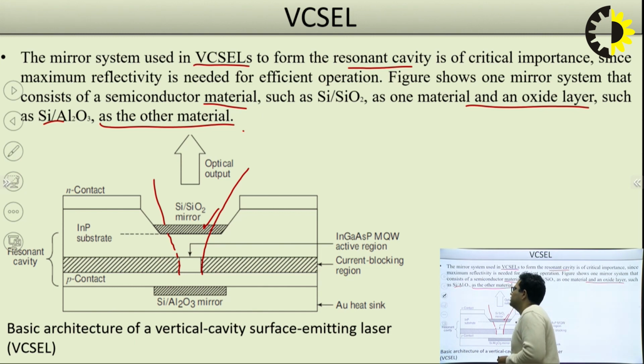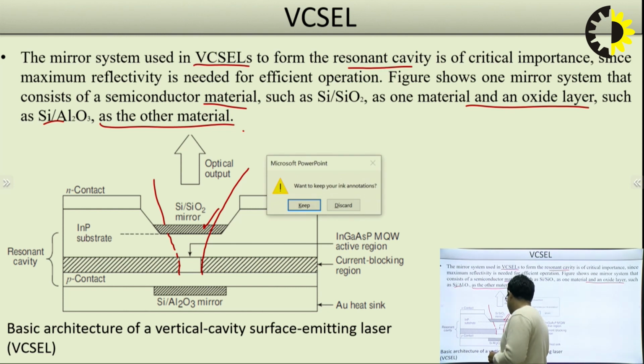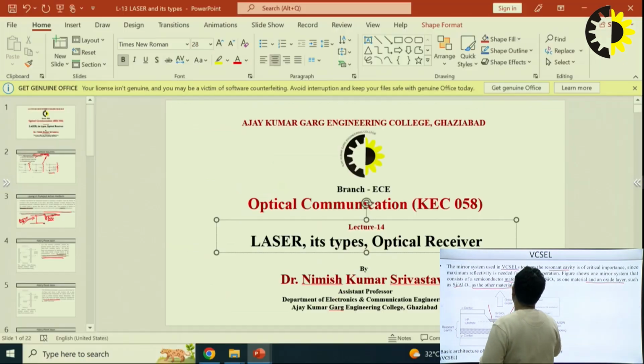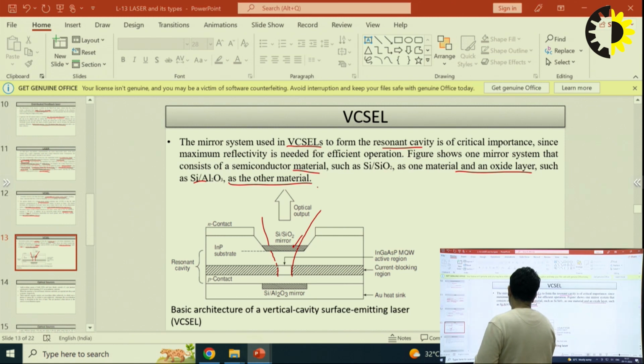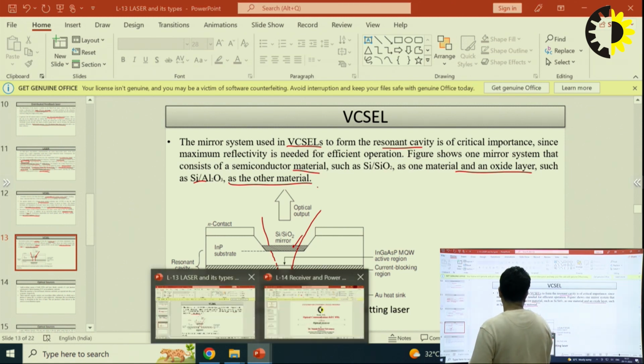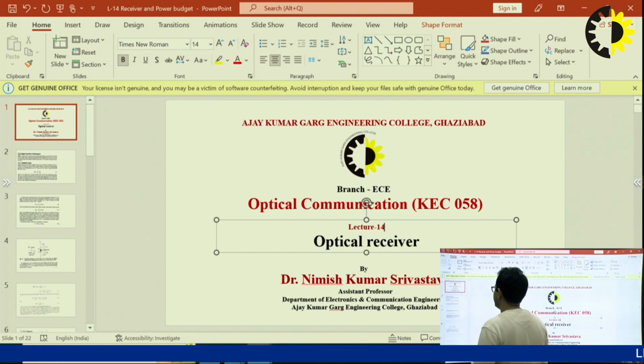So till now we have discussed the different types of lasers, and among them we have seen that the most efficient form of laser is the vertical cavity surface emitting laser diode.